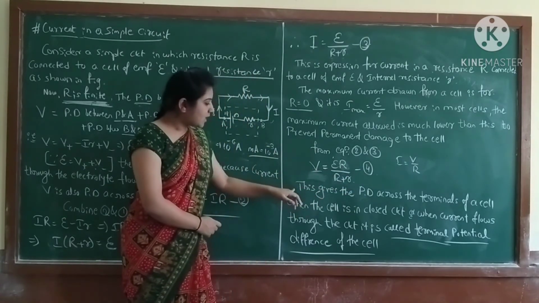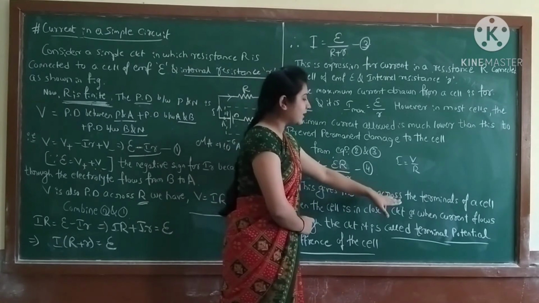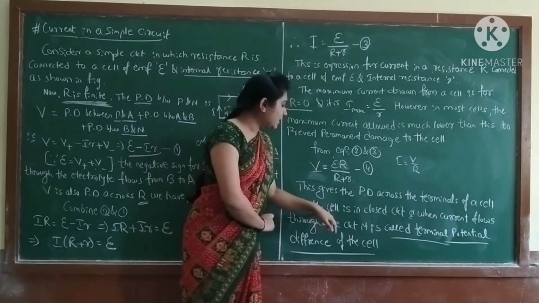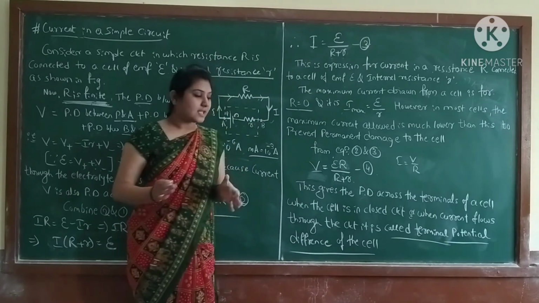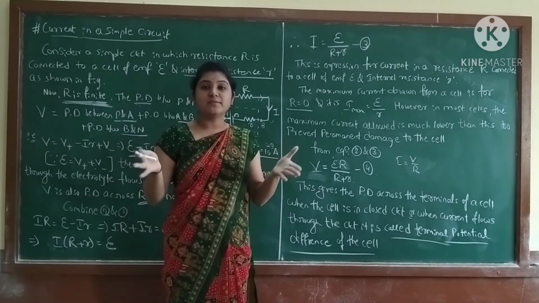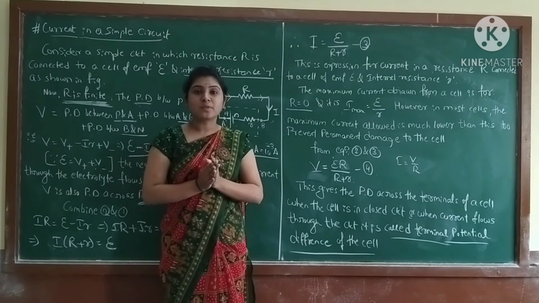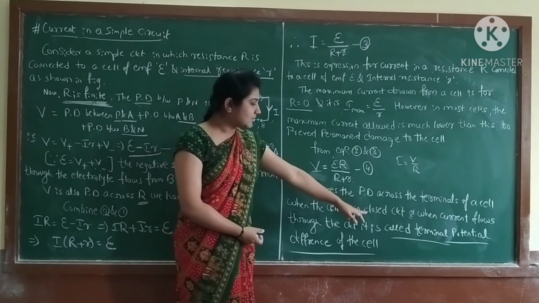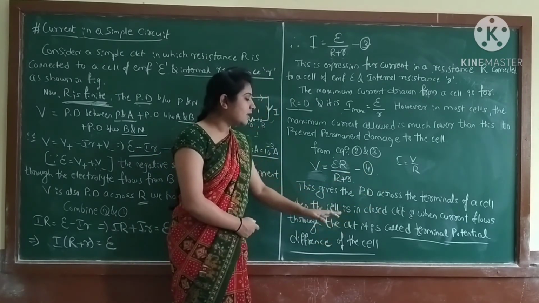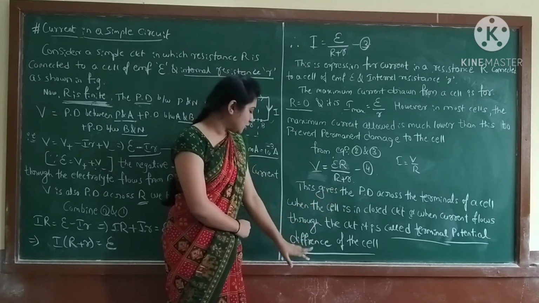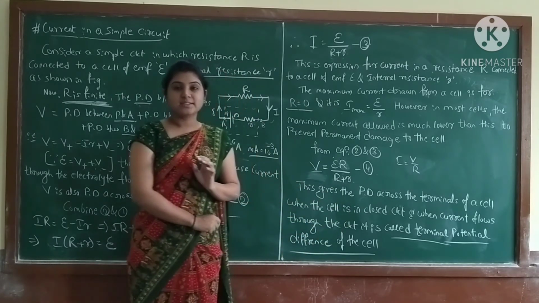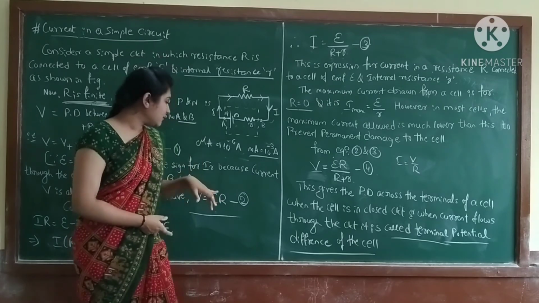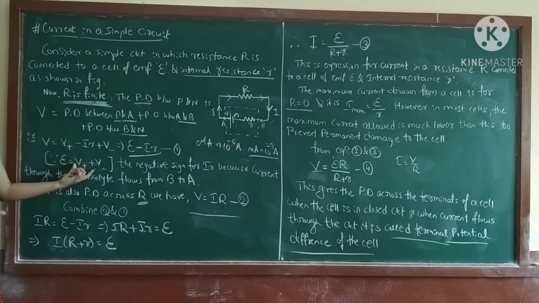Yes. So this gives the potential difference across the terminals of a cell when the cell is in a closed circuit. That means this gives the potential difference between the two electrodes of a cell, that is the positive and the negative electrodes, or else when the current flows through the circuit, it is called the terminal potential difference of the cell. See, in the previous case we discussed this one. EMF is nothing but the potential difference between the two electrodes, that is the positive and the negative electrode.